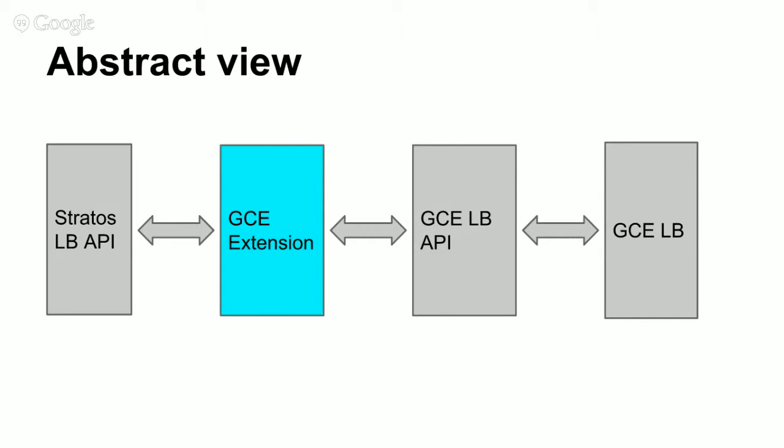The Stratos load balancer API provides the topology updates to the extension, and the extension will analyze those topology updates. After analyzing them, the extension will create the relevant target pools and forwarding rules. To do that, I have used the GCE load balancer API, with a GCE Java API client. Now I'm going to do a demo.